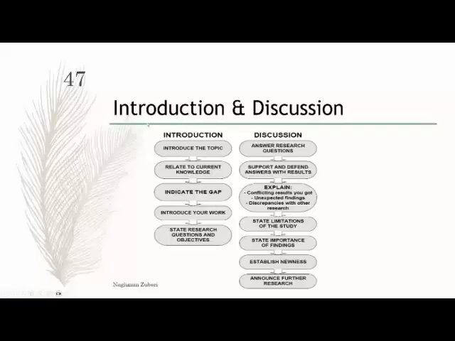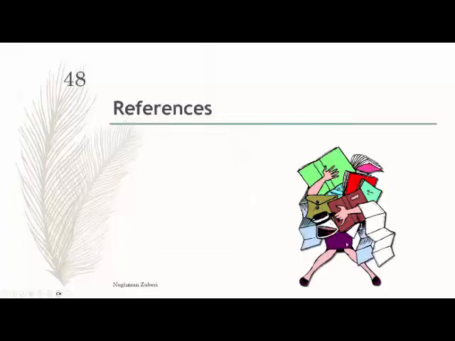Now, this flowchart, introduction and discussion. Introduction: introduce the topic, relate to current knowledge, indicate the gap, introduce your work, state research questions and the objectives. In the discussion: answer research questions, support and defend answers with results, explain conflicting results you got, unexpected findings, discrepancies with other research, state the limitations of your study, state the importance of findings, establish some newness, and announce further research if you are going to proceed further.